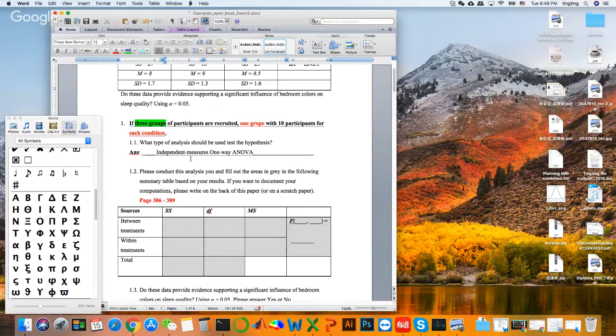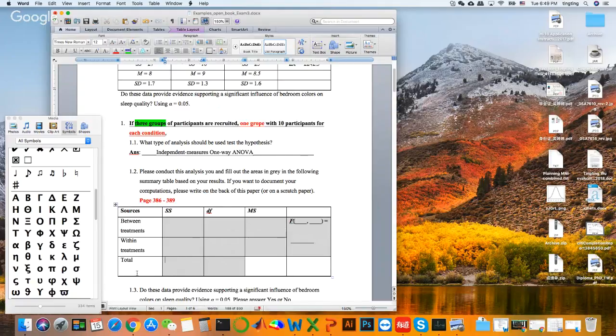So for independent measure ANOVA, we have two sources of variance that compose the total variance. The first one is the between treatment variance, and the second one is the within treatment variance. Their sum is the total variance. Also, for the DF, right? The sum of these two DF equals the total DF. The MS equals SS divided by the DF in the corresponding row.